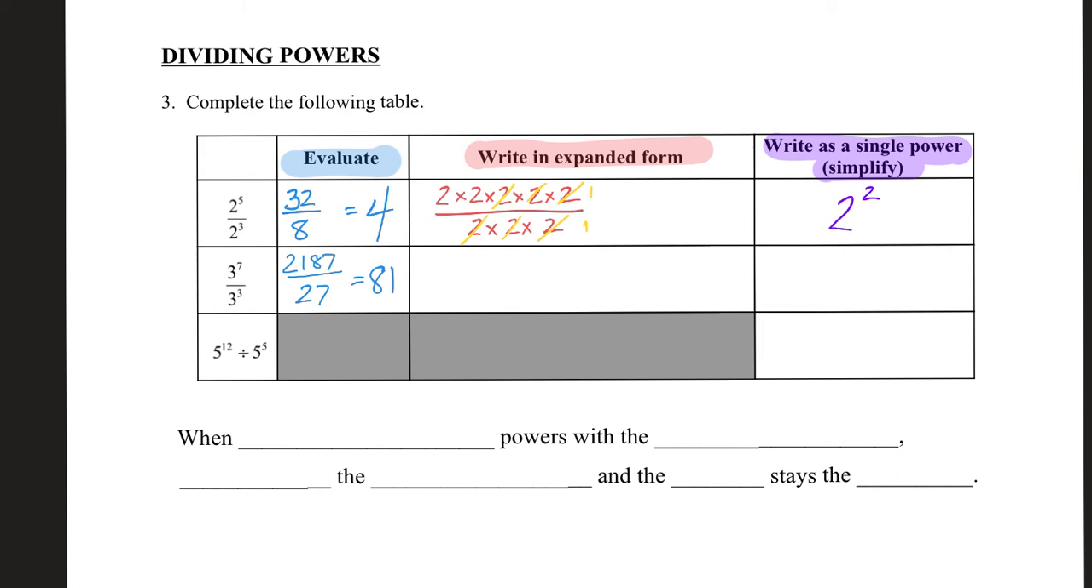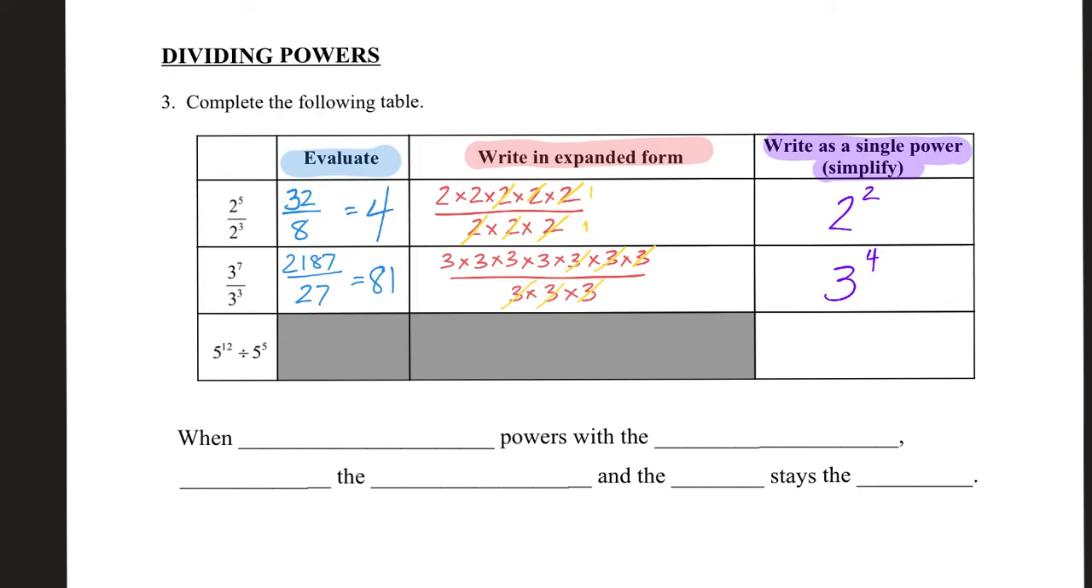Okay, maybe I can see why it's 81. Let's go through and expand. So on top, I need to have 7 3's all separated by multiply. So 1, 2, 3, 4, 5, 6, 7. Checks out. On the bottom, I need to have 3 3's separated by multiply. Now we know that to get the simplified form, I need to reduce what I have in the middle. That means I can divide top and bottom by 3. I can divide out another 3. I can divide out another 3. All the division is done now. All I am left with on top are 4 3's separated by multiply. And so we get 3 to the 4th.